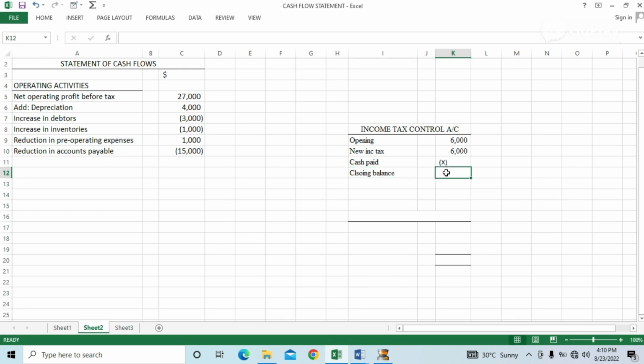So if you find the unknown, which is x, it will be 6,000 plus 6,000 minus x equal to 10,000, and you see that the difference is 2,000. So it means that the income tax actually paid was 2,000. But since the income tax is not an operating activity, we will have to sum these operating activities before we bring in the income tax that was paid.